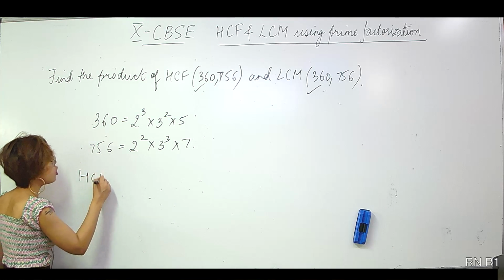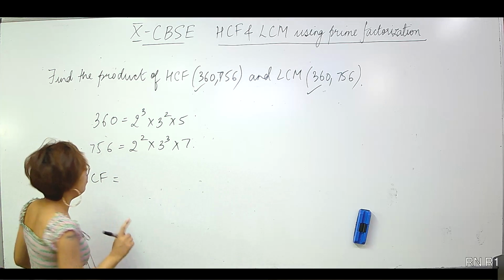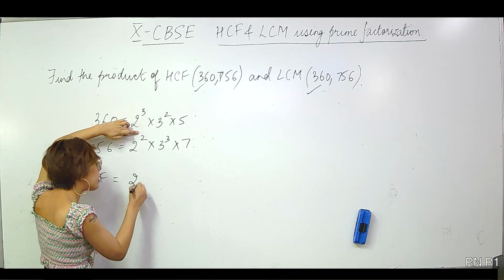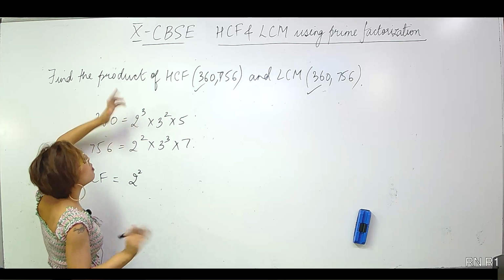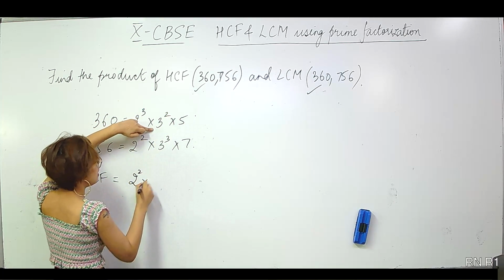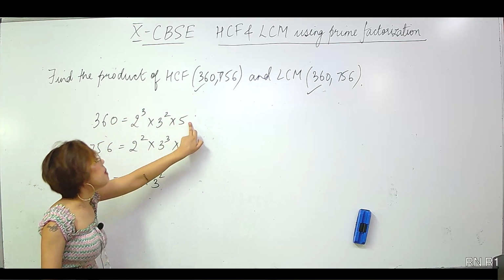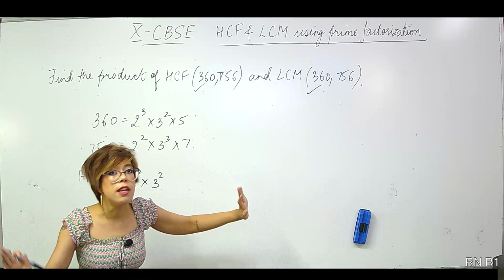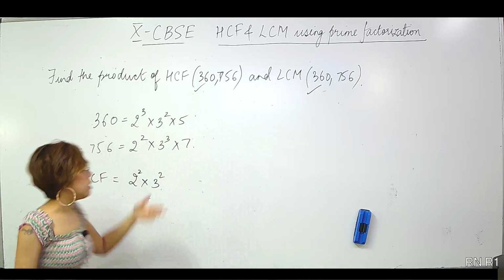HCF, highest common factor. Careful. Common factor, that means 2 raised to power 3, 2 raised to power 2. In common factor, it would be 2 square, or 2 raised to power 2. 3 raised to power 2, 3 raised to power 3. In common factor, it would be 3 raised to power 2. Now, 5 is present over here, 5 is not present over here. So, in common factor, it would not be there. Same thing with 7. So, this is my HCF.